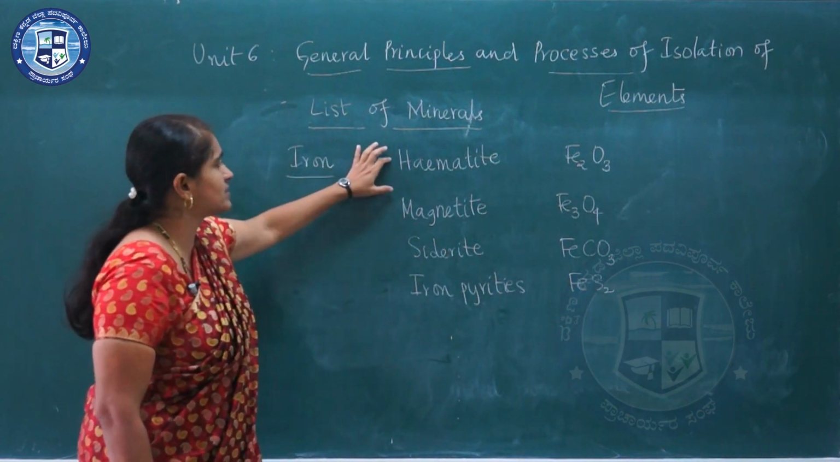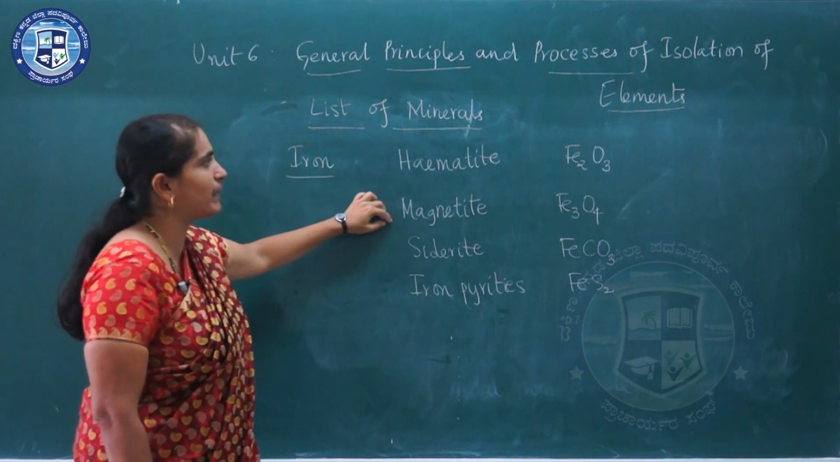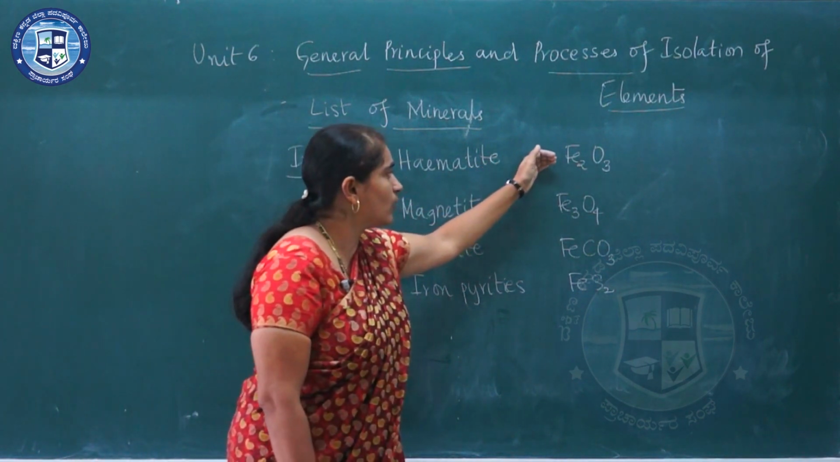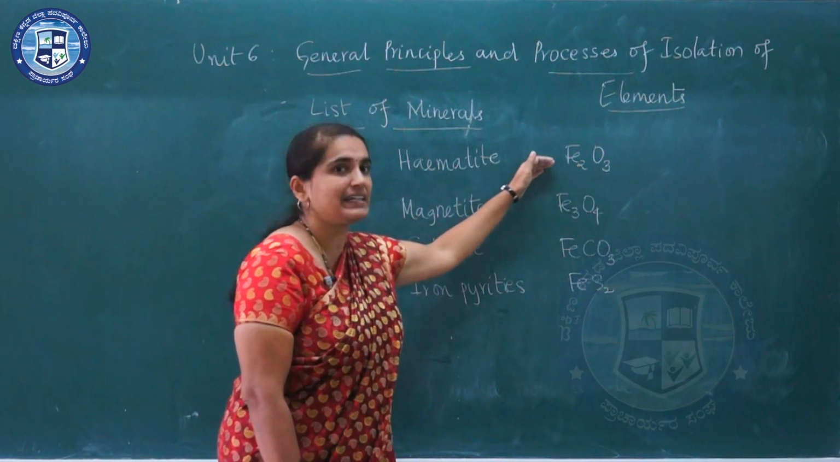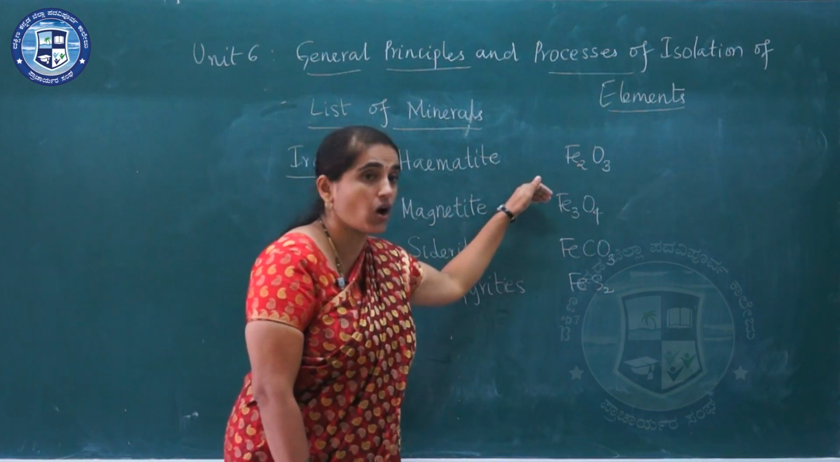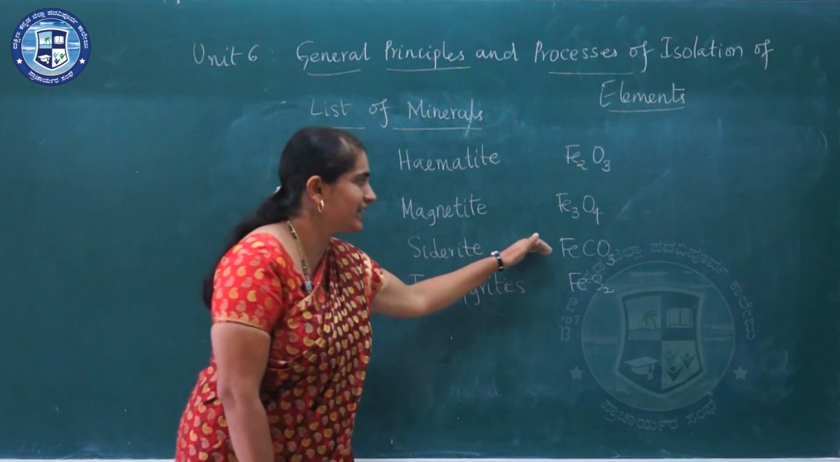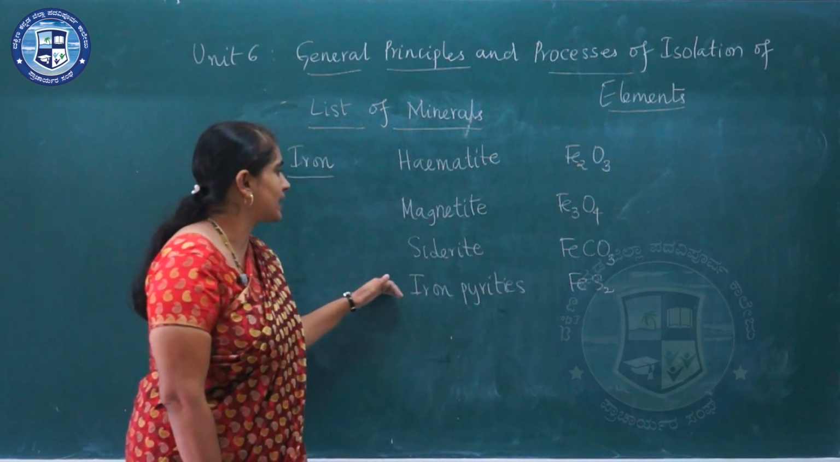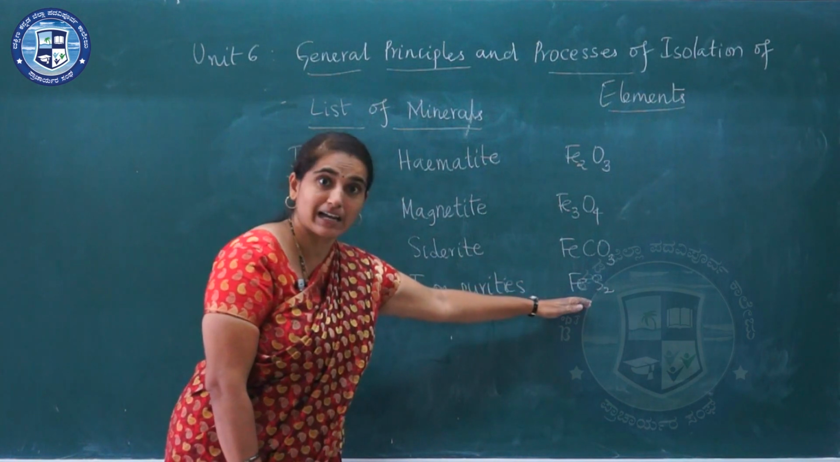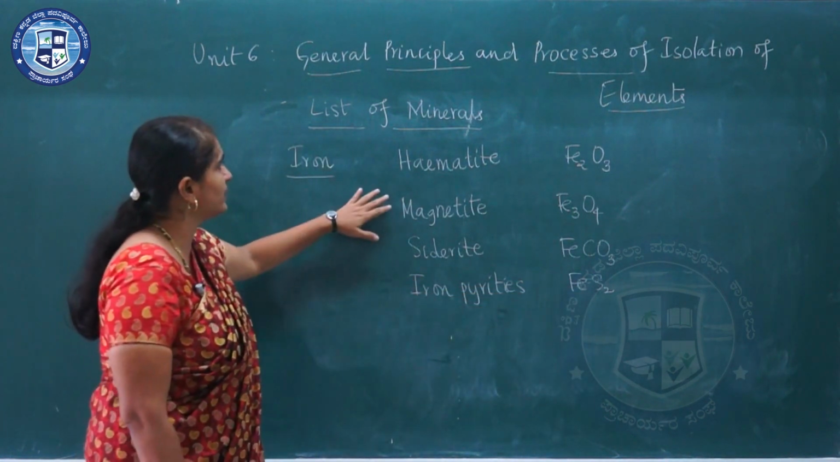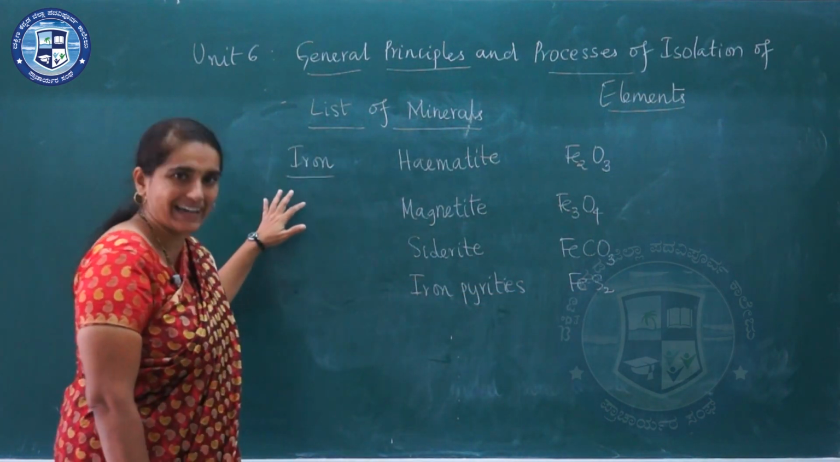So the first two, hematite and magnetite, are the ores or minerals of iron containing oxygen. We say them as oxides of iron. On the other hand, siderite is a carbonate mineral, and iron pyrites is the one which contains sulfur. Okay, these are the minerals for iron.